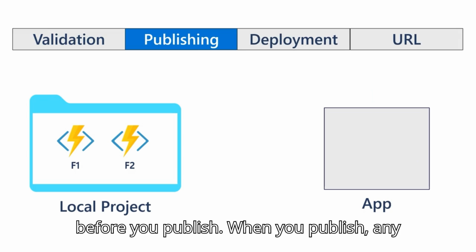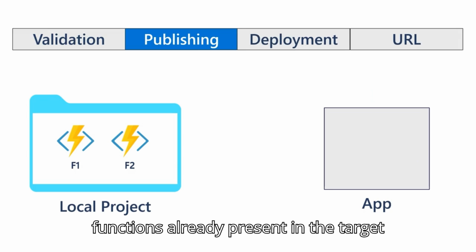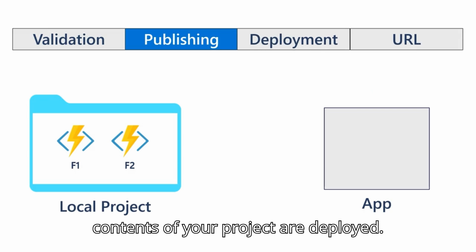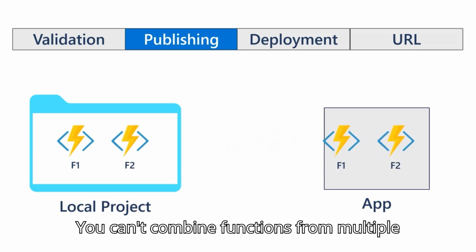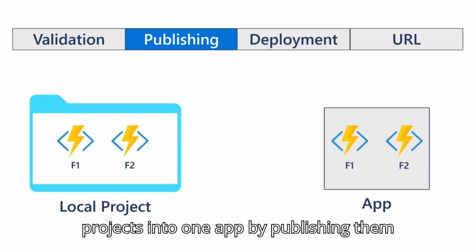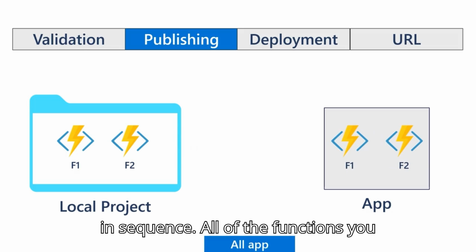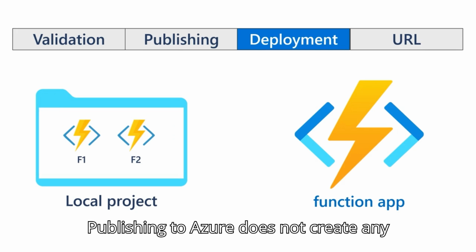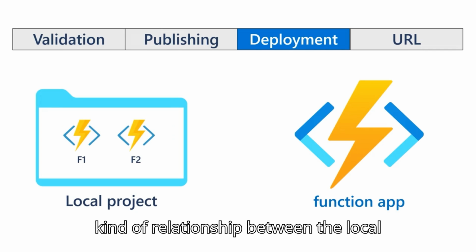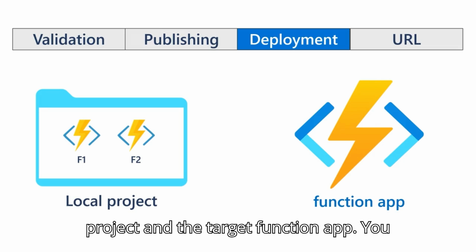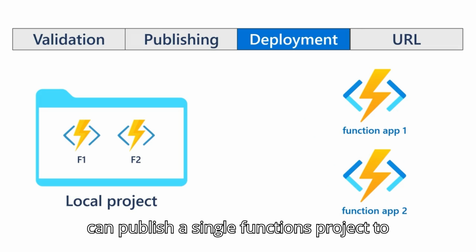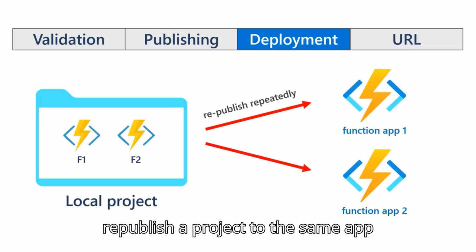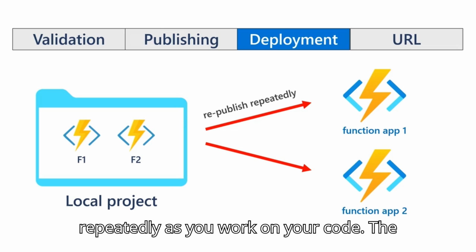When you publish, any functions already present in the target app are stopped and deleted before the contents of your project are deployed. You can't combine functions from multiple projects into one app by publishing them in sequence. All of the functions you want in the app must be in one project. Publishing to Azure does not create any kind of relationship between the local project and the target function app. You can publish a single functions project to multiple function apps. You can also republish a project to the same app repeatedly as you work on your code.